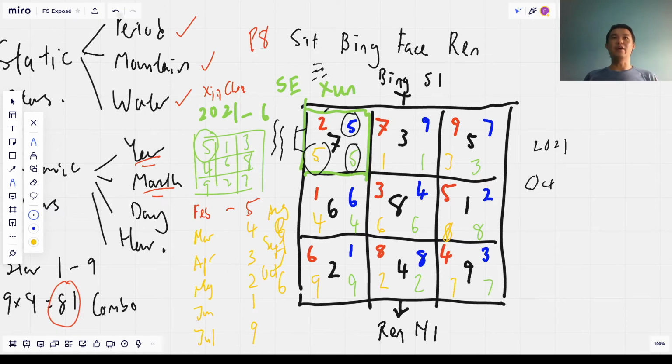Because the bad stars in Xuan Kong Flying Star are always 2, 3, 5, 7. This is the bad one. The good ones are 1, 4, 6, 8. 1, 4, 6, 8 are the good ones, and 2, 3, 5, 7 are the bad ones.